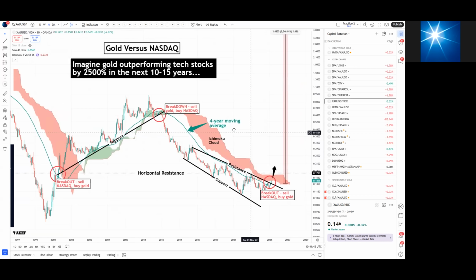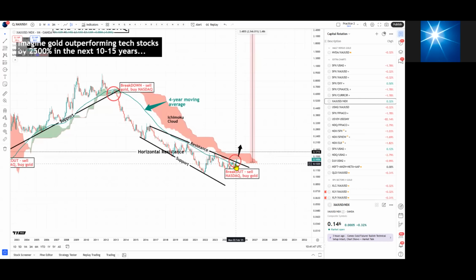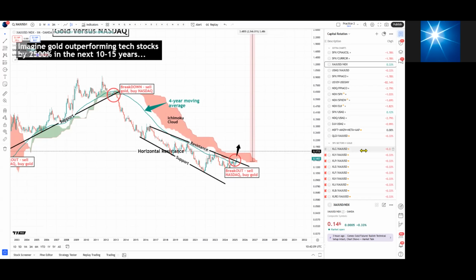So what's happening now? We've got very clear confluence of evidence here. We've got the 4-year moving average, we've got the resistance line, we've got the Ichimoku cloud, and not much higher above, we've got this horizontal support and resistance level as well. So a clear and decisive move here to the upside would be telling us that a capital rotation event has occurred, and we are now entering a gold bull era. Okay. Exciting stuff, isn't it?